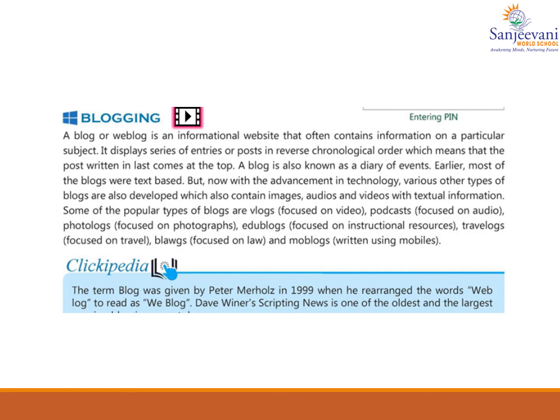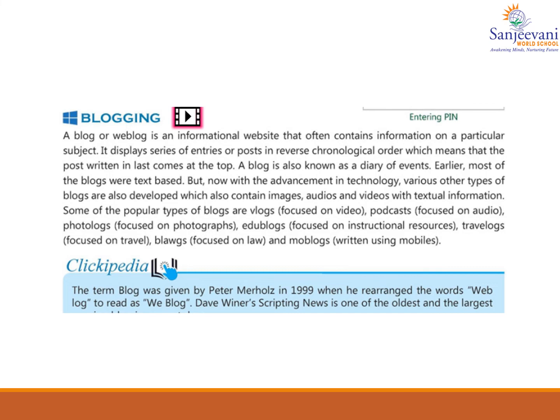Blogging. A blog or weblog is an informational website that often contains information on a particular subject. It displays a series of entries or posts in reverse chronological order, which means that the post written in the last comes at the top. A blog is also known as diary of events.